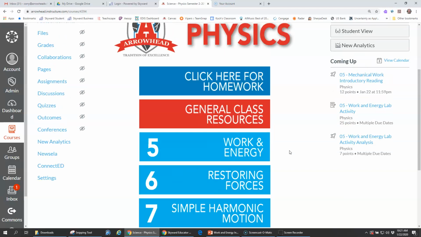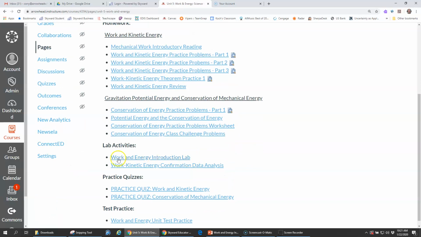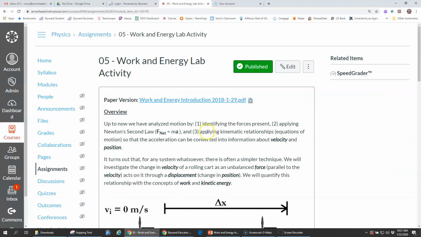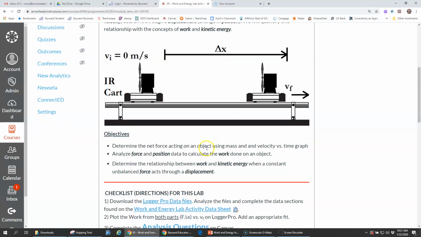So to get these, just a little procedure: you're going to go to the home page, go to the work and energy. This should be assigned to you, but you should be able to go down to lab activities and the work and energy introduction lab. It'll have a couple parts. You should be able to go in through the first one, but you could also get to it through this link here. And as you scroll down, this shows us a setup of it and how we consider this.